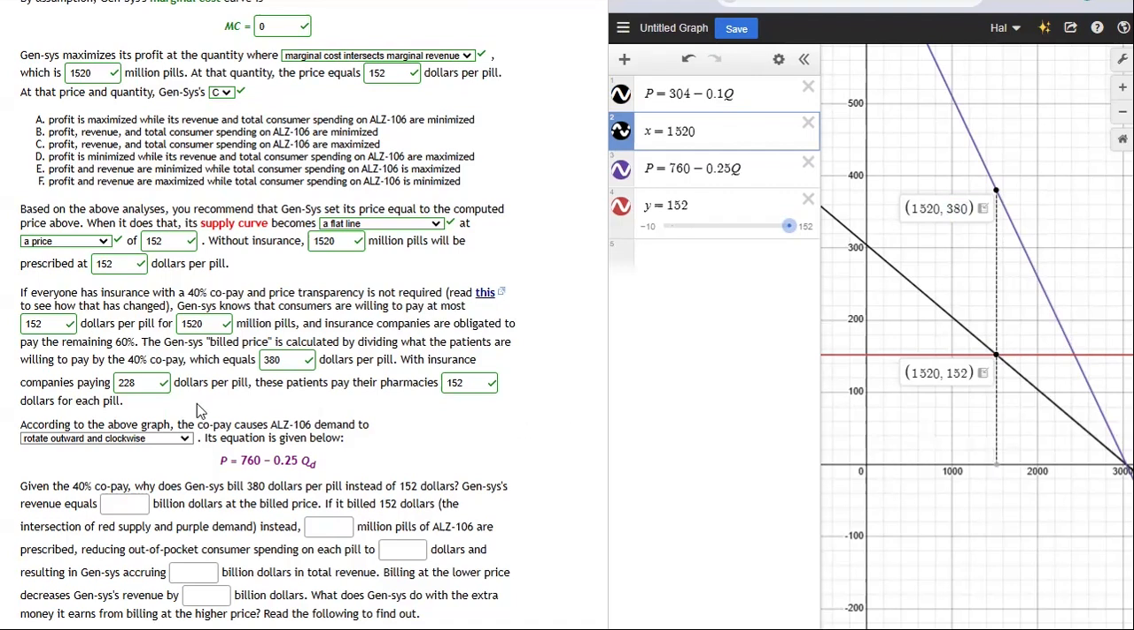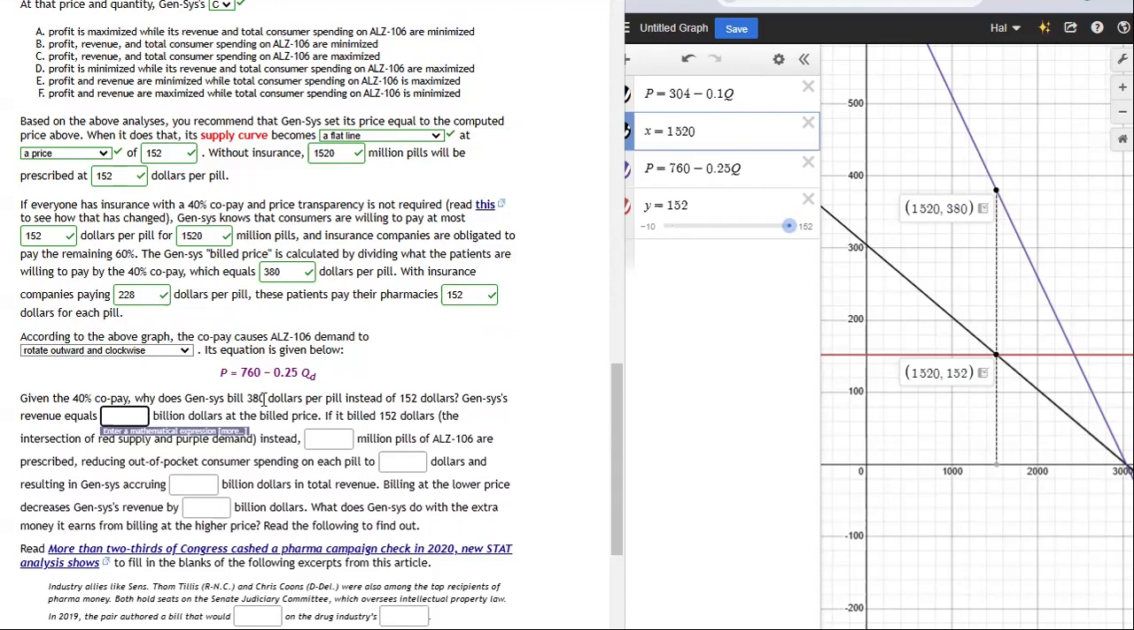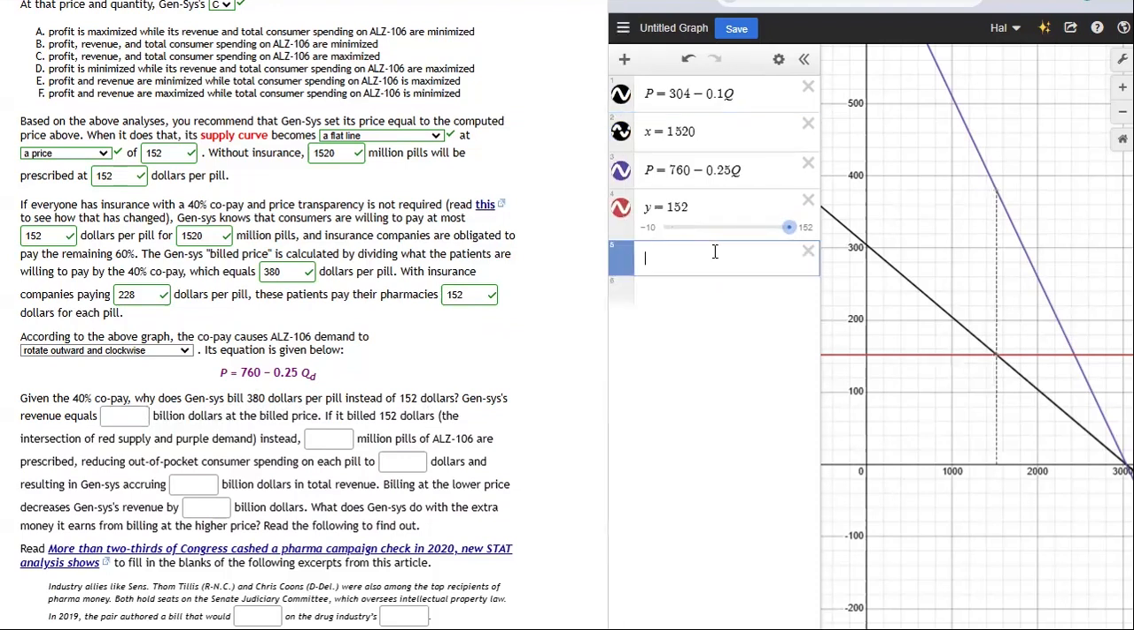Given the 40% copay, why does Genesis bill $380 per pill instead of 152? Well, to understand that, let's calculate what its revenue is when the quantity is 1,520 million pills times the price of $380. So $380 again comes from this new demand curve, the rotated demand curve. We're going to multiply that by 1520, the quantity in millions.